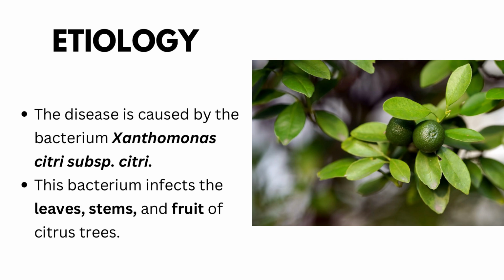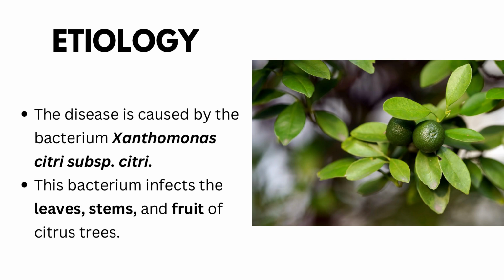Xanthomonas citri is a rod-shaped gram-negative bacterium. It is motile with a single polar flagellum. The cell wall of this bacterium contains a lipopolysaccharide layer, which is a characteristic of gram-negative bacteria. These features help the bacterium to survive in the plant tissues. This bacterium infects the leaves, stems and fruit of citrus trees.